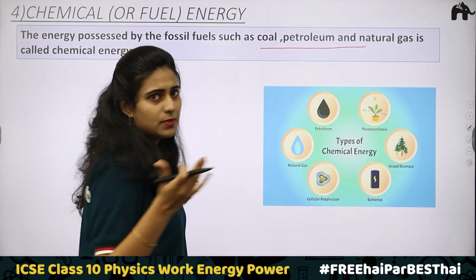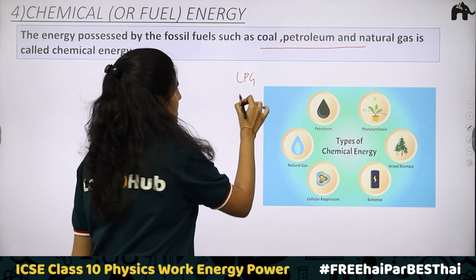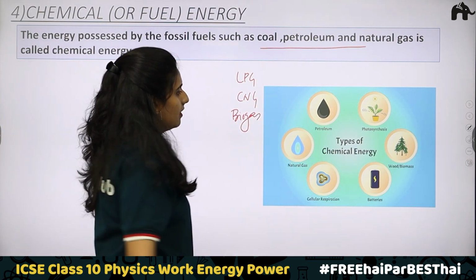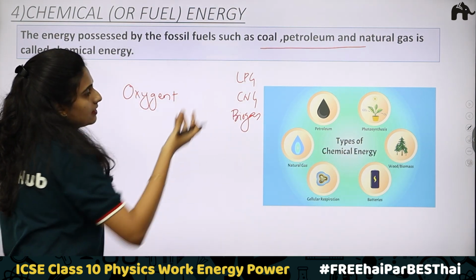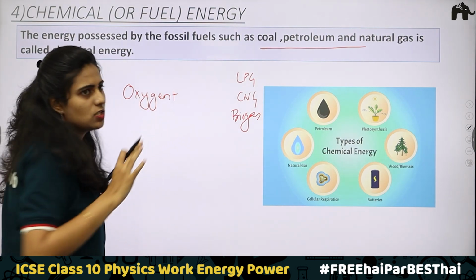Are there any other examples? You have LPG. LPG is a fuel. Then CNG is a fuel. Biogas is a fuel. What else? Wood is a fuel. So when these fuels are burned in the presence of oxygen, a minimum temperature should also be given.